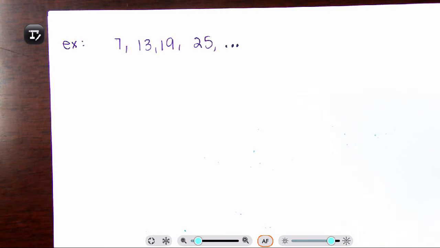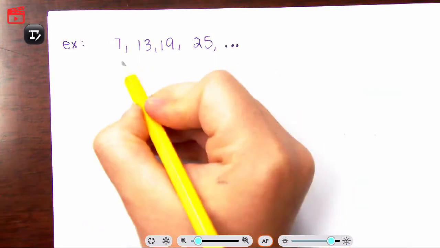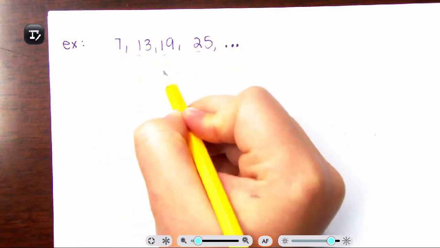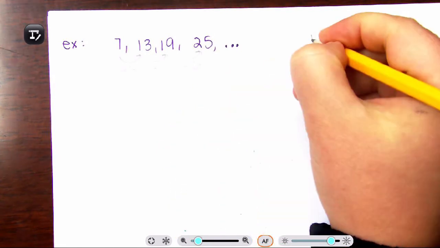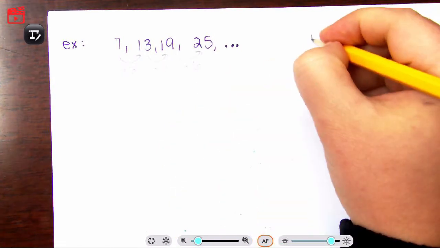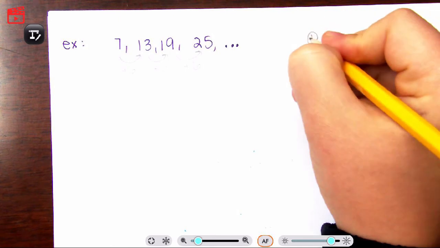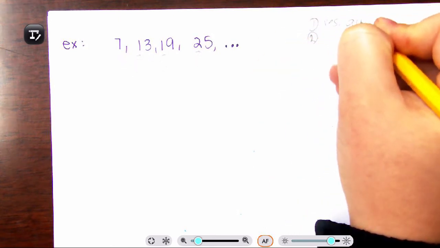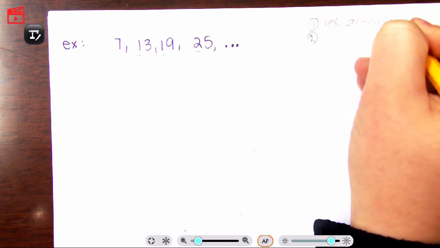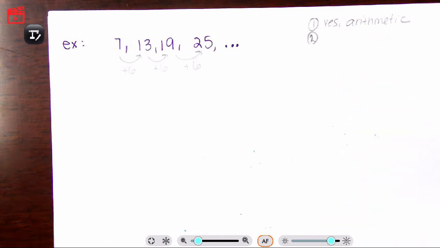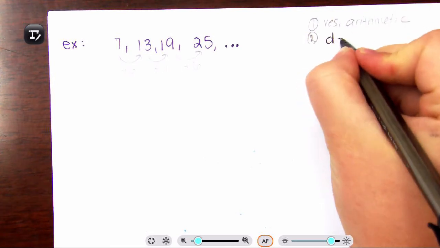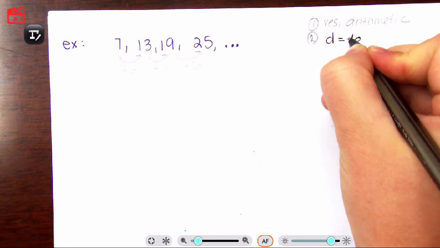Now this comma, dot, dot, dot means that the sequence continues. It doesn't stop. All right, so step number one, check if the sequence is arithmetic by checking the common difference. We already did that. I'm just going to rewrite it. This is plus 6, this is plus 6, this is plus 6. So step number one, yes, arithmetic. Step number two, we want our common difference. The common difference is positive 6.